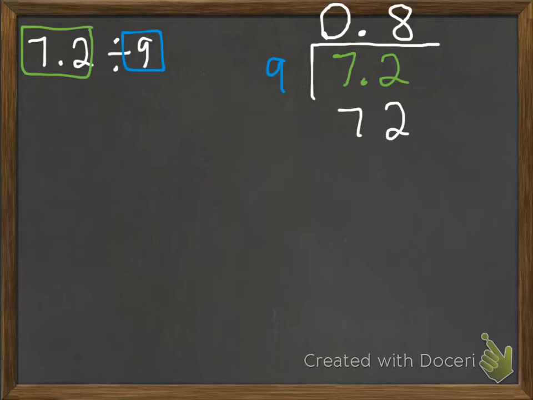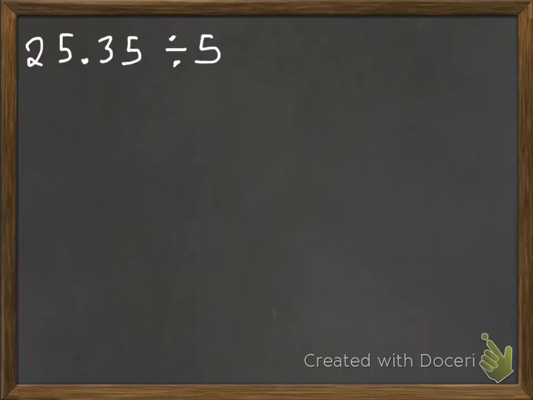We multiply. Let's go and subtract. 72 minus 72 is 0. There's nothing to bring down because we are done. Very good. The answer is 0.8. Let's move on to the next one.